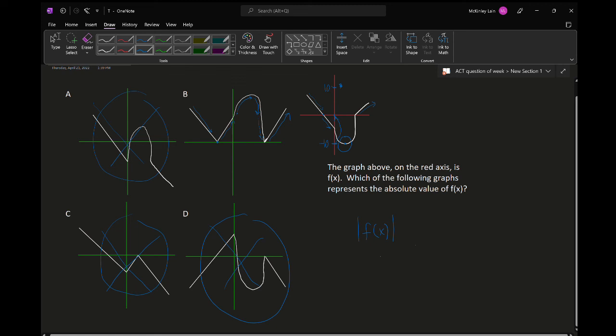Also, you can look at it and say, this is the only graph where every point is above y equals 0. So it's above the x-axis or on it.